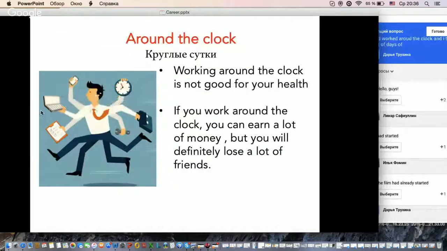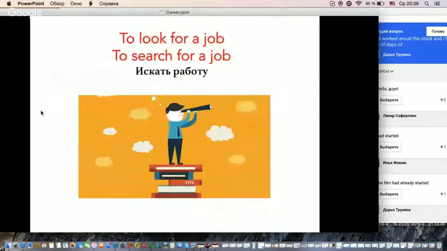Okay, so let's then move on to some other phrase. Okay, so what about this one? To look for a job. Очень часто, когда люди видят в тексте или слышат look for, переводят как «я вижу работу». Ну, не совсем, потому что здесь появляется еще и предлог for, и поэтому значение вообще в корень меняется. Таким образом, to look for означает искать. To search for, опять же, означает искать.